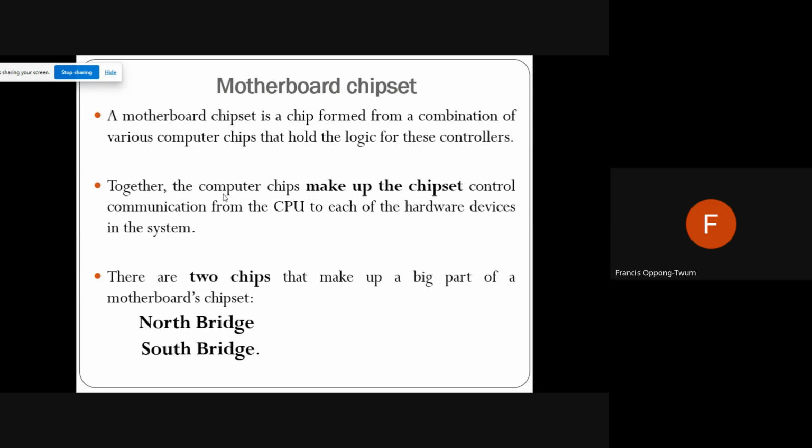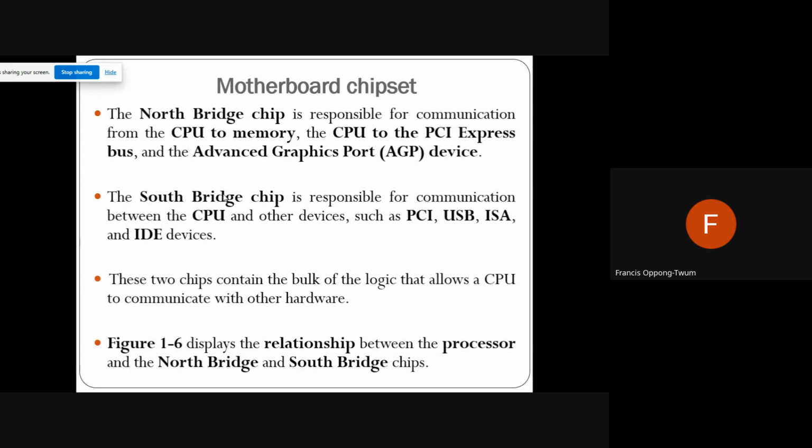So a motherboard chipset is what? It's a chip formed from a combination of various computer chips that hold the logic of the controllers. So there are two chips: the north bridge and the south bridge. Every computer motherboard that you take is divided into these two. We have the north bridge section and the south bridge section.